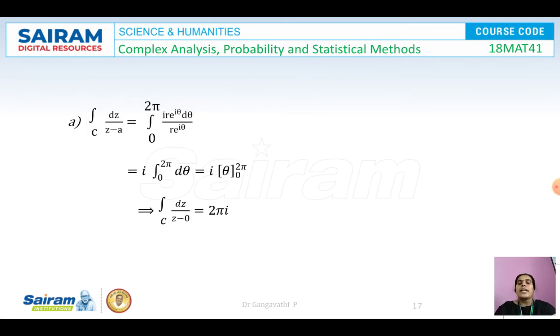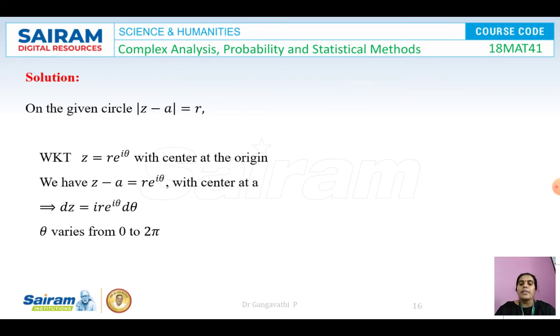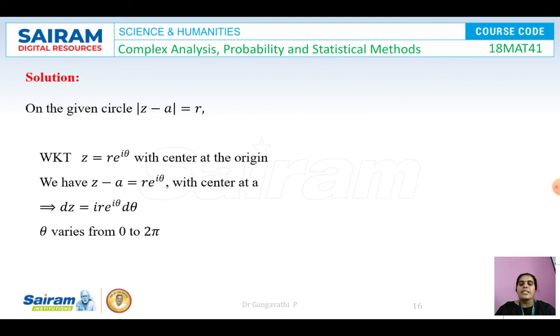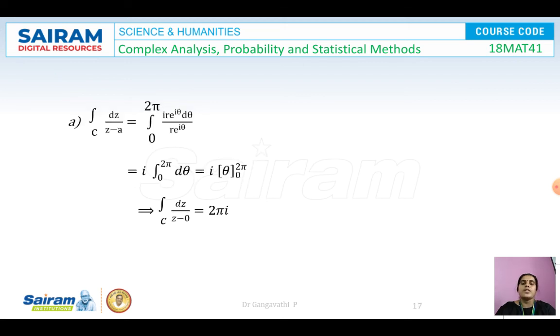So now let us consider the first one, integral over c of dz by z minus a. We have evaluated the limits for theta: theta varies from 0 to 2 pi. And z is equal to r e power i theta, and dz is i r e power i theta d theta. That we are substituting here. And z minus a, from the previous slide, is r e power i theta, which we substitute here.